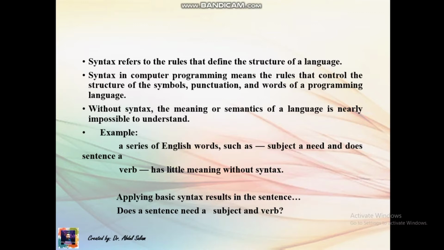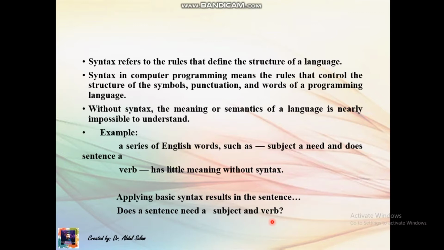Now I'm just talking about the basic syntax of the English language, with an example from a sentence. "Does a sentence need a subject and verb?" All these words were in shuffled form, not in proper syntax, so we could not understand the meaning of the sentence. Now, applying the basic rules of English syntax: "Does a sentence need a subject and verb?" Now it's a proper sentence and we can understand its meaning properly.